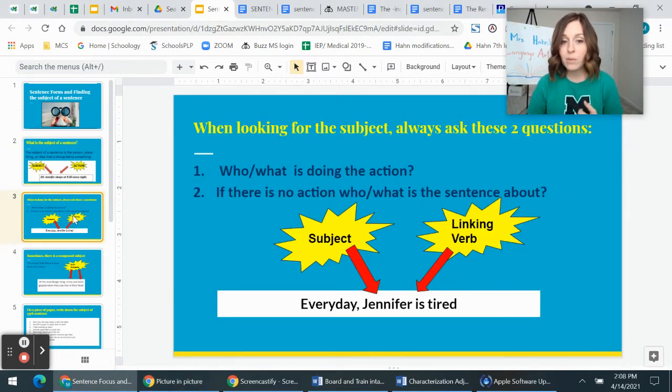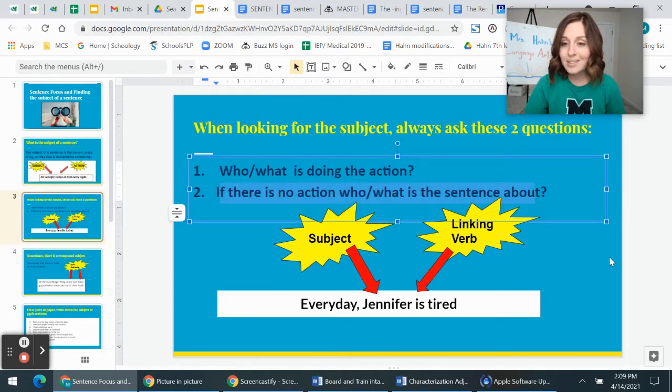Now, when we are looking for the subject, we must always ask these two questions. Number one, who or what is doing the action, right? Like in our last sentence, it was Jennifer because she was sleeping. But what if there is no action? Sometimes sentences have words like is, was, be, or are. So if someone said Mrs. Hahn is really short, there's no action in that sentence. I can't go outside and is or was. There's no action. So in this case, if we have a linking verb like is, was, be, or are, then we must ask ourselves the second question right here. If there is no action, who or what is the sentence about?